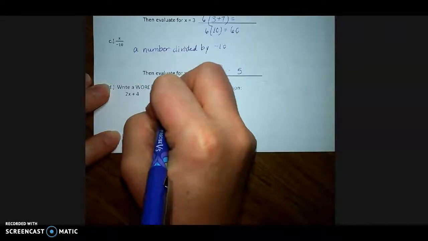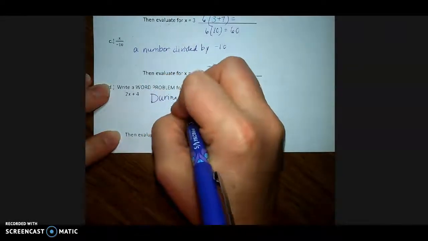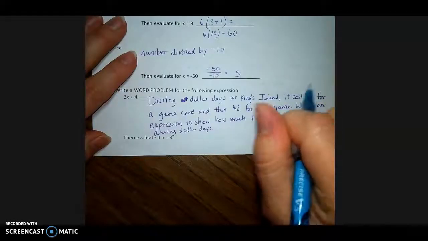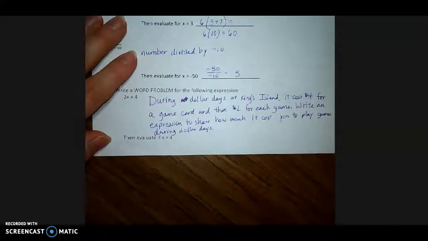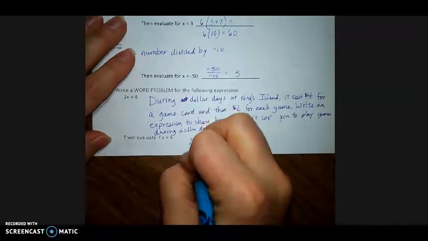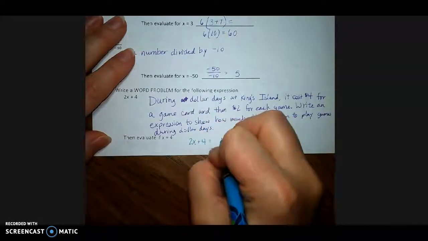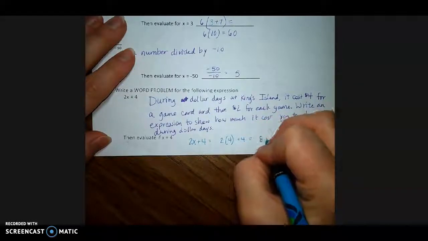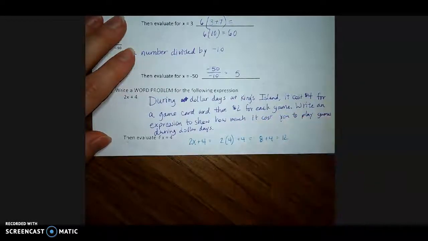So I might say, during dollar days at Kings Island, I'm going to pause this and keep writing it. All right, so you're going to want to pause and look at that. And I want you to try to come up with an example of your own. I was running out of my time there. So if I plug that in and I played 4 games, it would cost me $12. Once again, pause whatever you need to do and be ready to come in and discuss and use this information tomorrow.